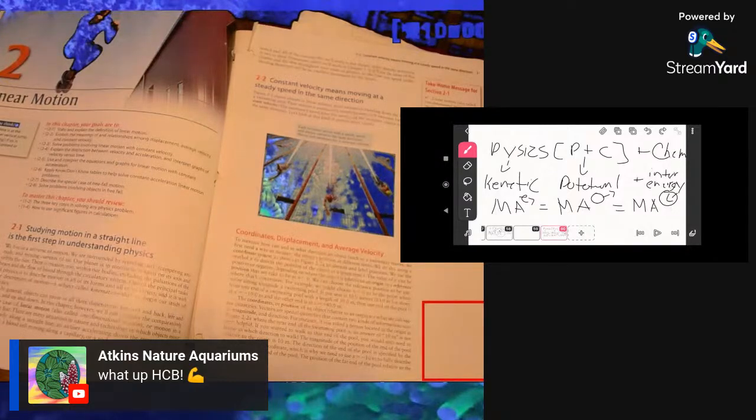Now we're going to jump into the book. We're going to solve everything in linear motion, and just keep in mind everything that I just did right now, kind of.